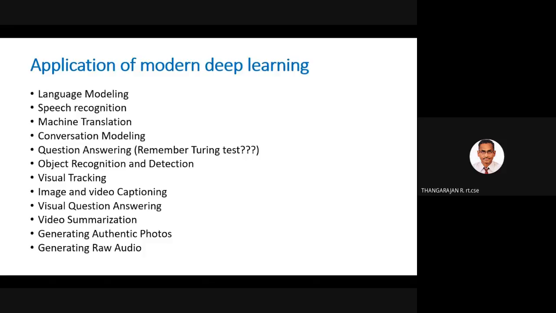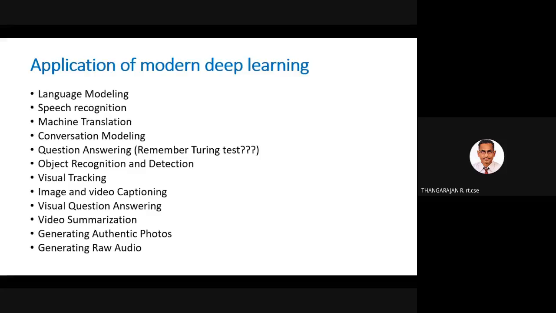And then when it comes to visual image processing, you have object recognition, object detection, visual tracking, looking at an image and telling what that image is all about, describing an image or a video, which we call image and video captioning, or looking at an image and answering questions about it. For example, you look at an image and ask how many cars or how many buses there are. You give a visual image as input and ask questions, and the computer will answer based on what you're asking about the image.